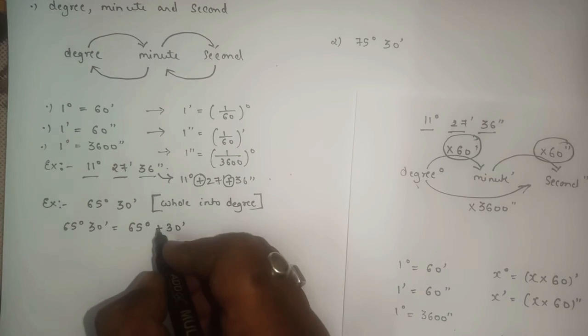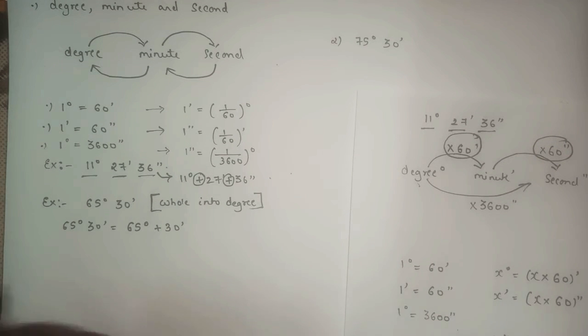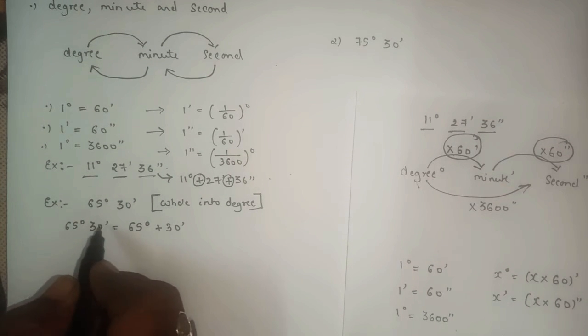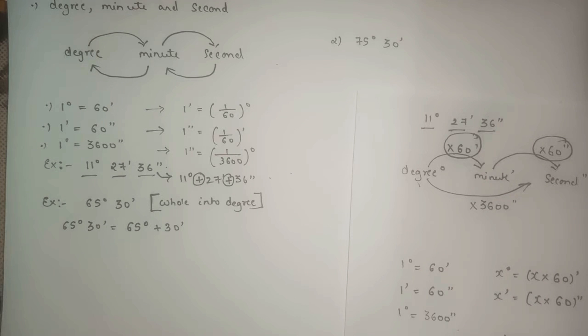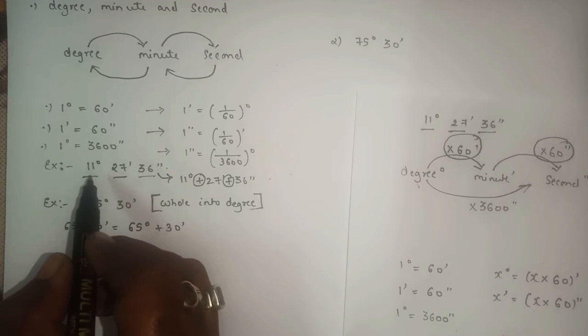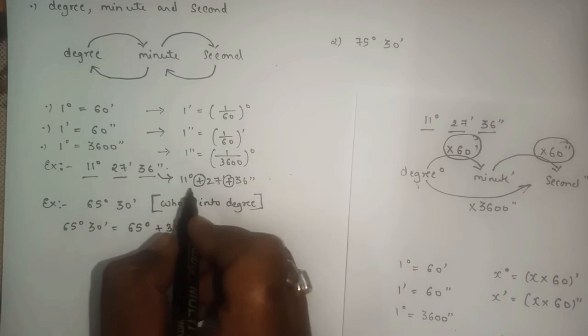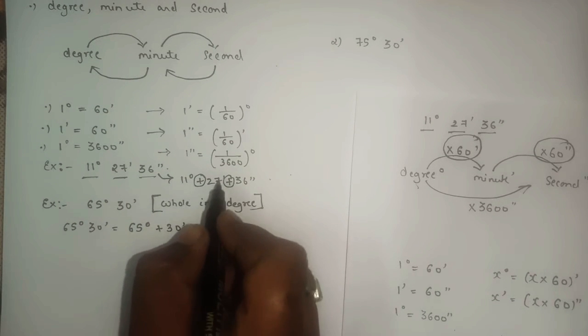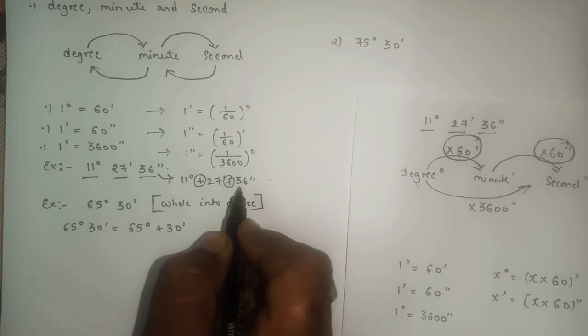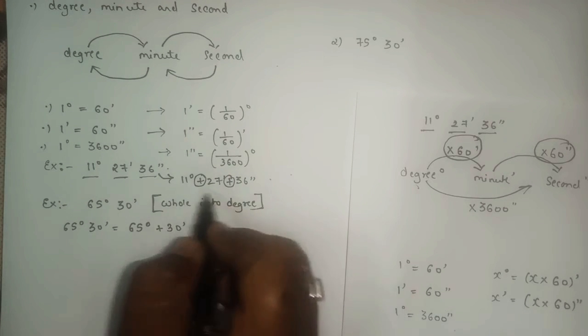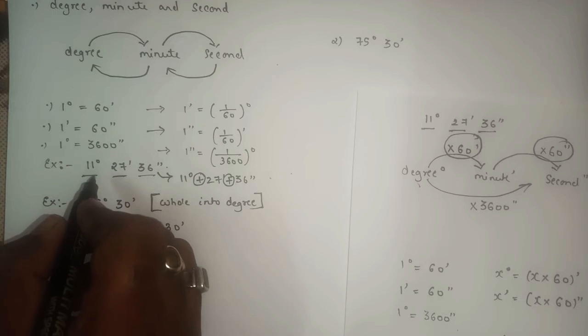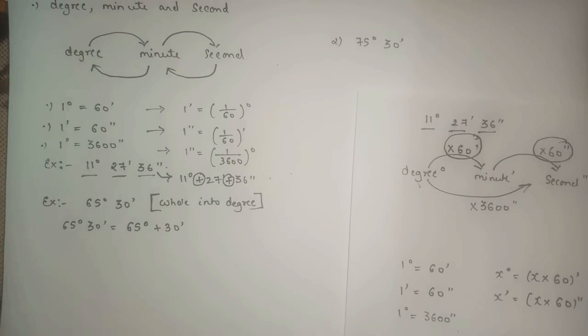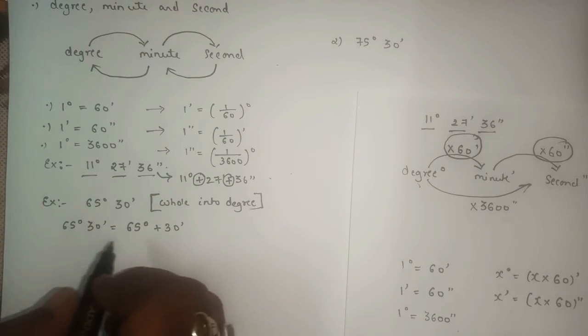If you remove this plus, we read it as 65 degree and 30 minute. So you got the idea. If you have degree, minute and second, we can write it as 11 degree plus 27 minute plus 36 second, or this can be read as 11 degree 27 and 36. Okay, so now we got the idea.